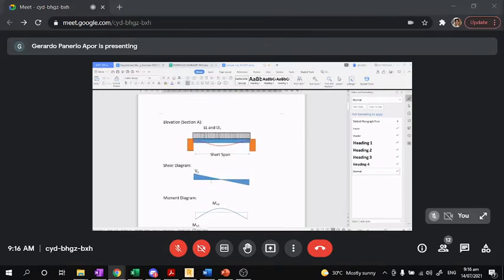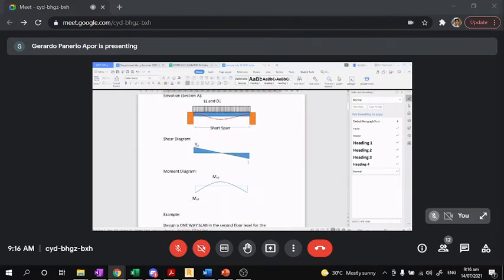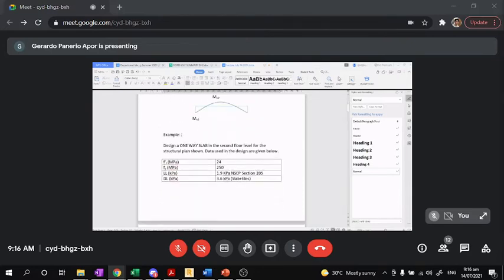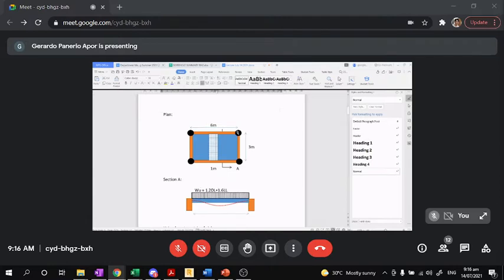So this is now the picture of the short span, and then this is the corresponding shear and moment diagram with respect to the load. So in our example, you are going to design a one-way slab for the following structural plan. So this is the structural plan. The long span is 6 meters, the short span is 3 meters. So you are going to design this one. This shaded region is the 1 meter strip width that you will consider.